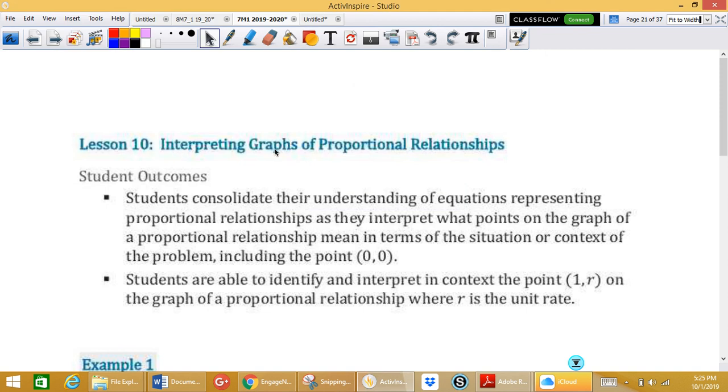Lesson 10, Interpreting Graphs of Proportional Relationships. Students consolidate their understanding of equations representing proportional relationships as they interpret what the points on the graph of a proportional relationship mean in terms of the situation or the context of the problem, including the point 0, 0. Students are able to identify and interpret in context the point 1, R, on the graph of a proportional relationship, where R is the unit rate.